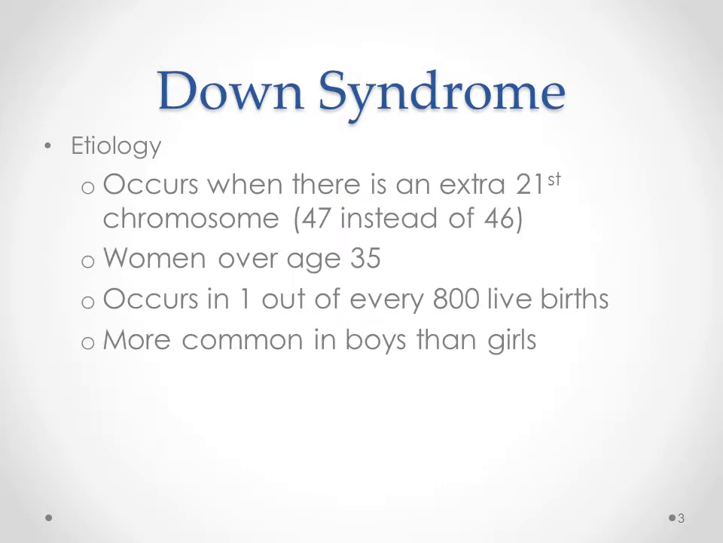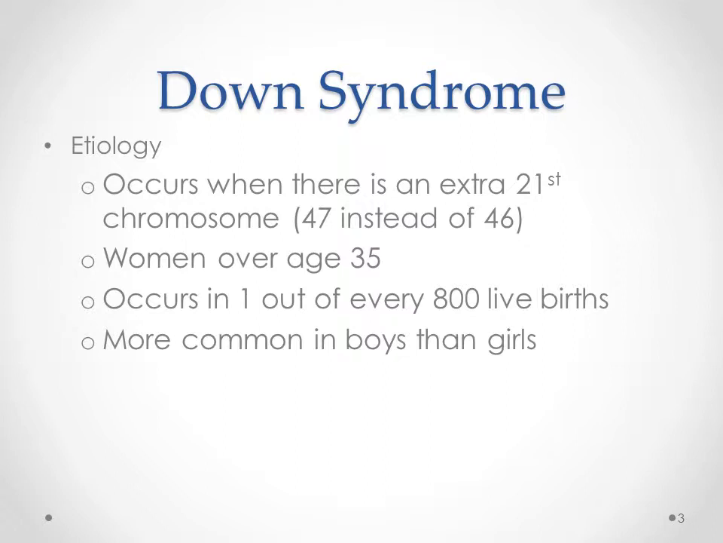Down syndrome occurs when there's that extra 21st chromosome, and typically we all have 46 chromosomes, but since there is an extra 21st chromosome, somebody with Down syndrome actually will have 47 chromosomes. There's higher incidence in children born to women over the age of 35, so the older the mother is, the more likely the child could be born with Down syndrome.